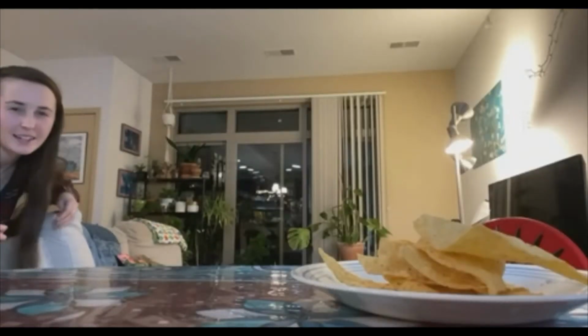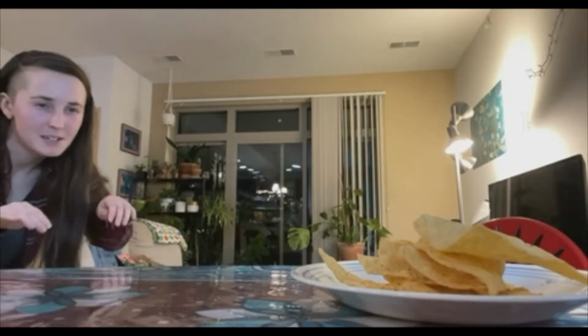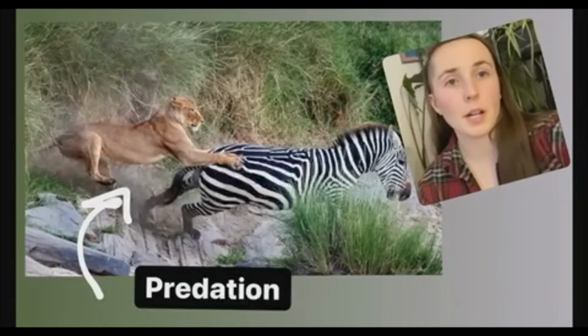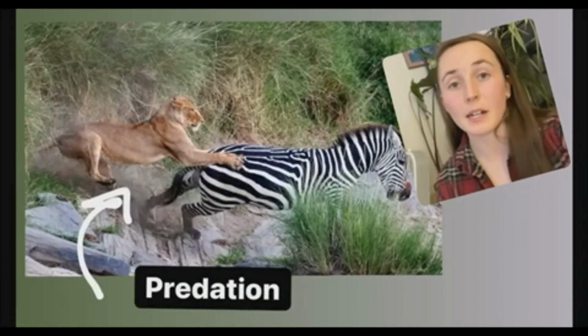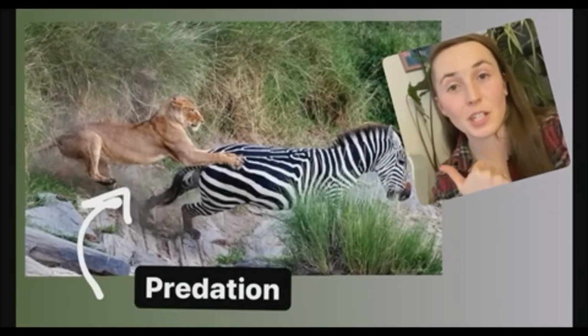The second type of symbiosis is called predation. An example of predation, or where one organism is eating another one, would be this fierce lioness eating a zebra. Predation is also a win-lose scenario. You can probably guess why.